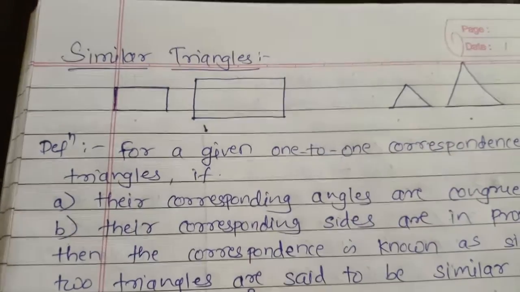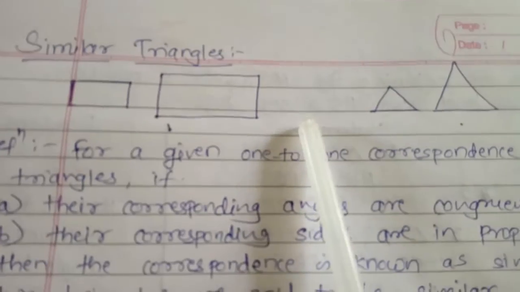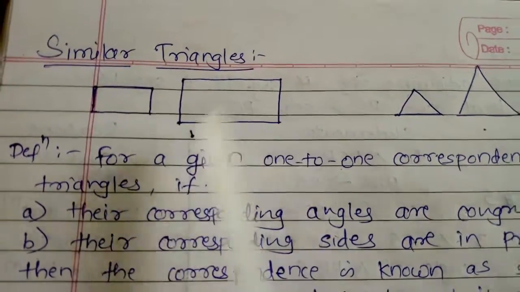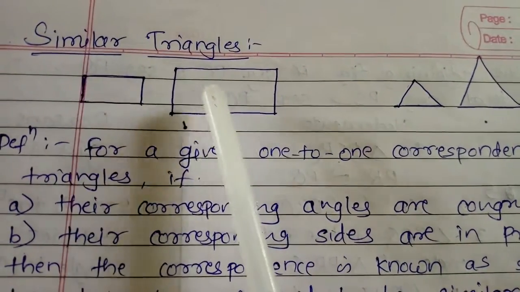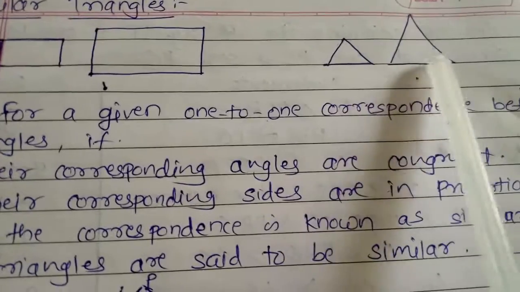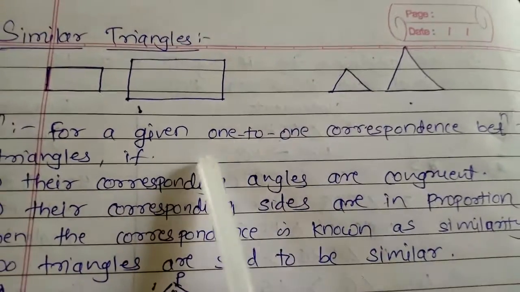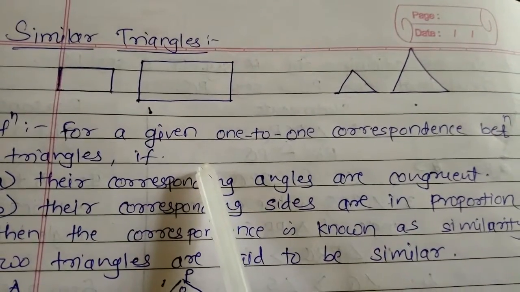Hello students, now I am going to continue with the chapter triangles of 9th standard, and the concept is similar triangles. So here we see the similar triangles. Similar means this one is also a rectangle, this figure is also a rectangle, both are triangles. So first we're going to see the definition of the similar triangles.